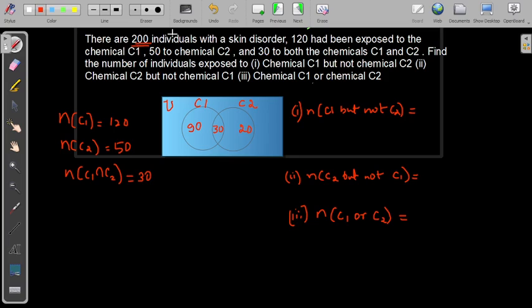Now there are 200 individuals with a skin disorder. I can't take 200 as C1 union C2 because it is a kind of survey.